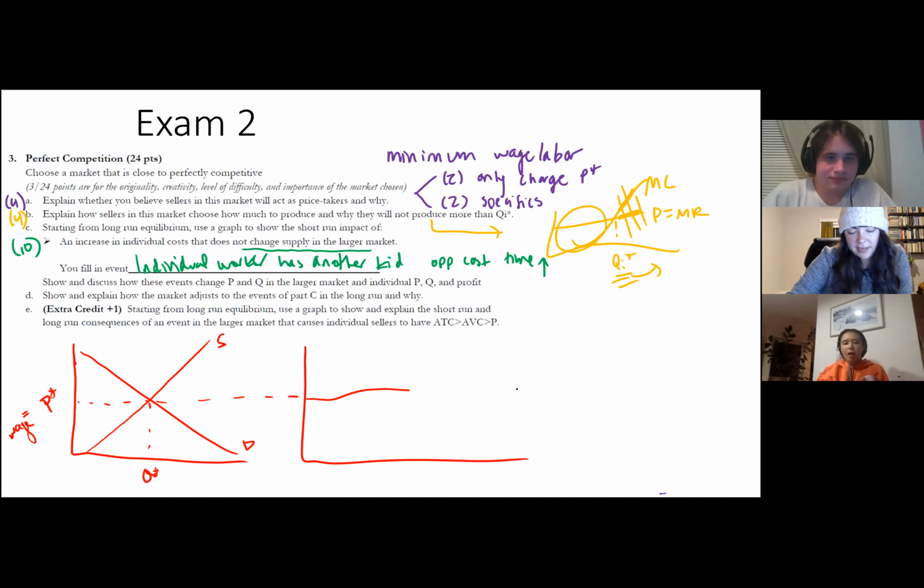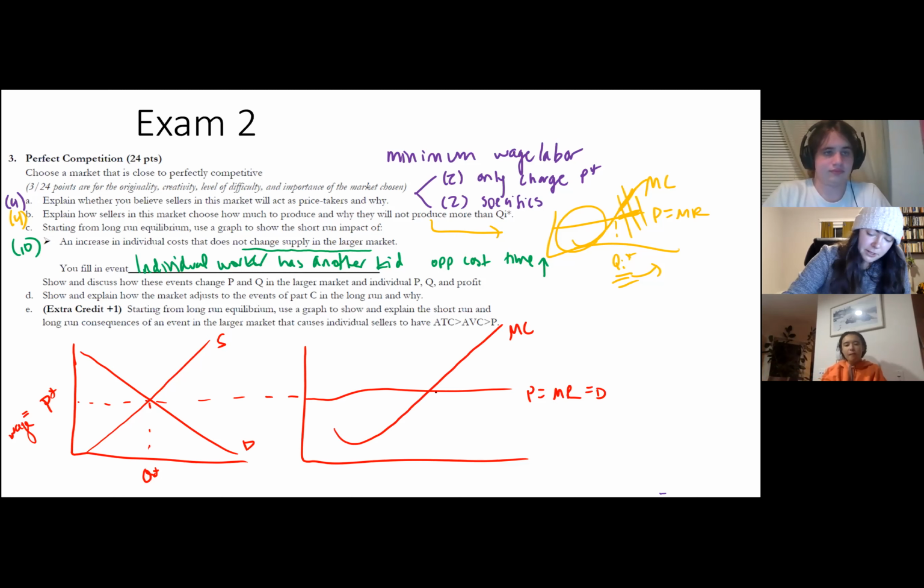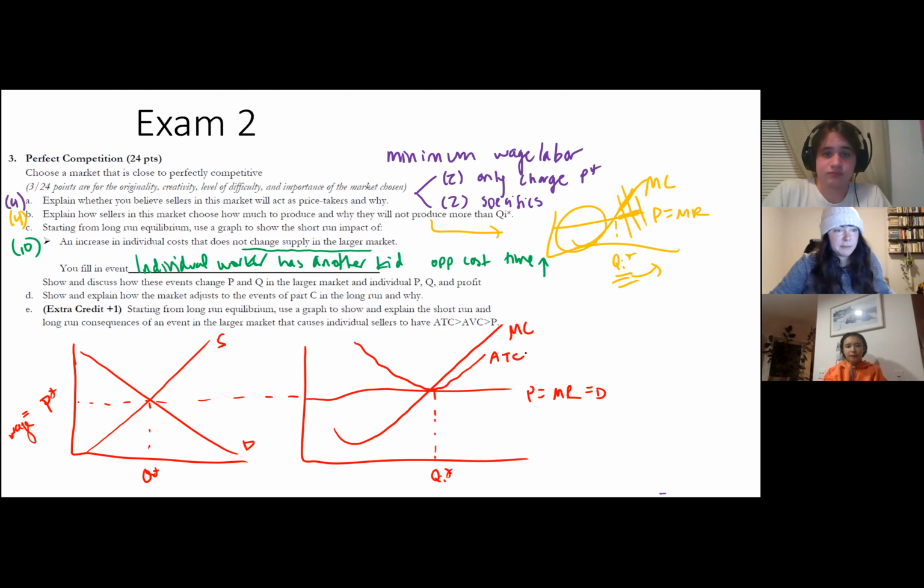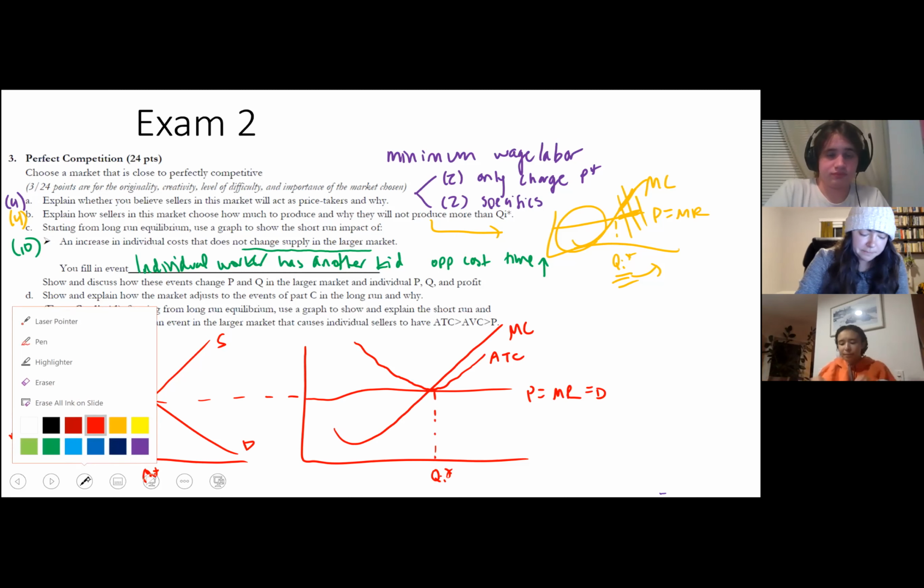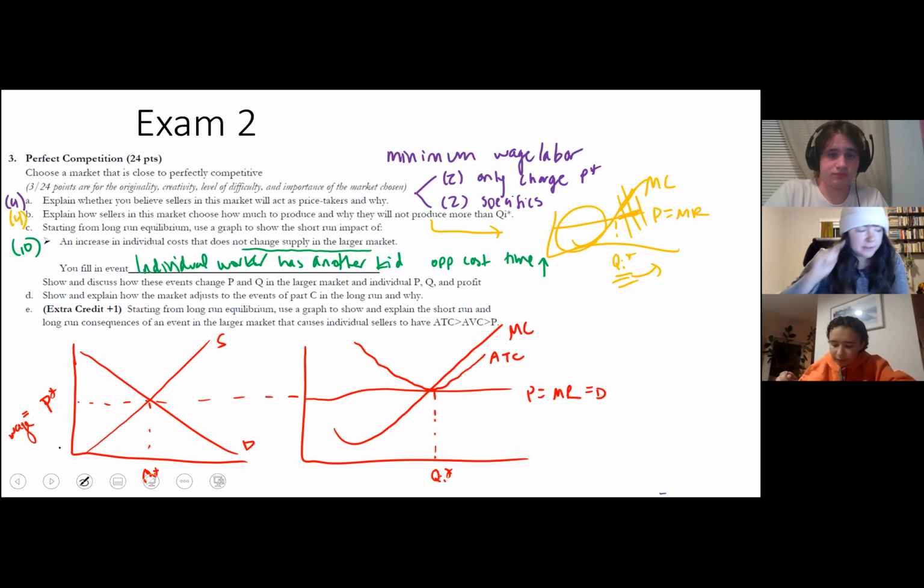They take that price as given. It becomes their marginal revenue curve and their demand curve. We have their marginal cost, which tells the individual how much to work, like we said last time. And we start from a place where they're not making any money because there's no barriers to entry. If they were making money in these jobs, people would enter. And then their costs go up. So they have another kid.